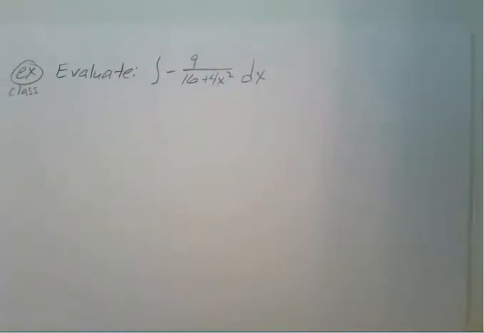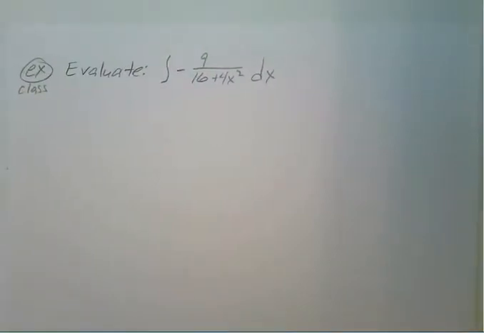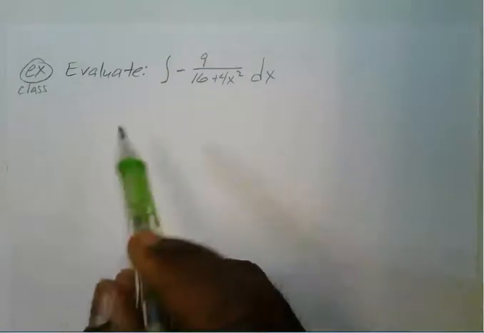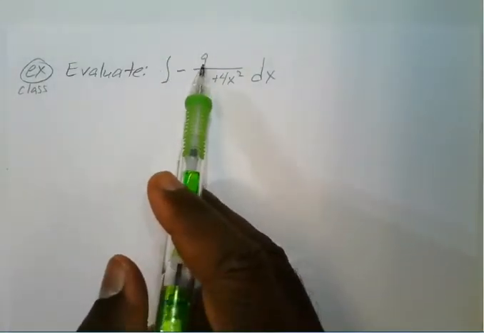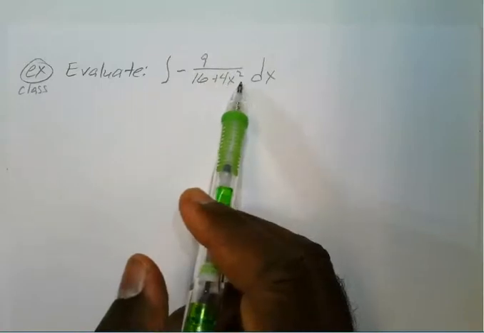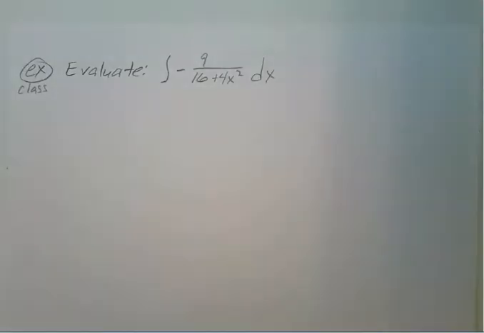There we go. So if you wanted to evaluate the integral of negative 9 over 16 plus 4x squared with respect to x, what I want you to do is press pause and try this one on your own.